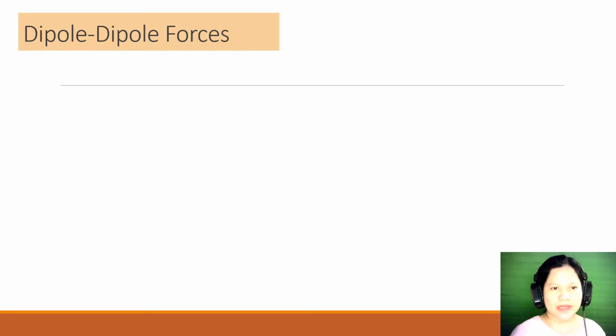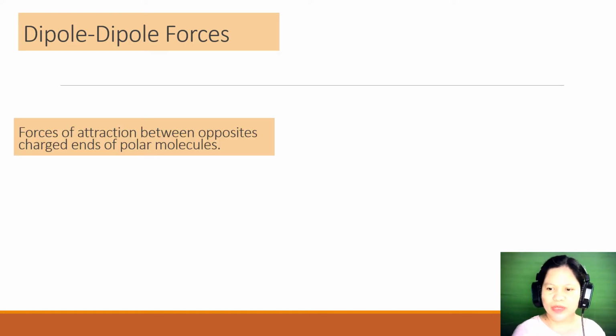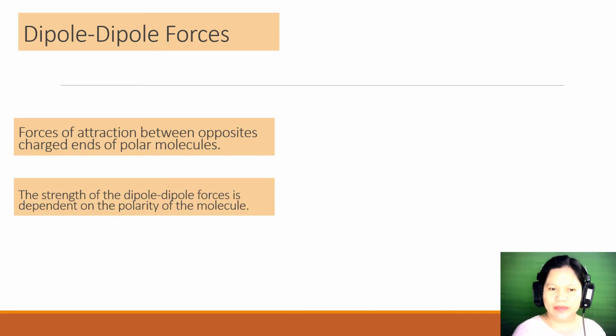Okay, the second type is dipole-dipole forces. When I say dipole-dipole forces, this is a type of interaction where the opposite charged ends of polar molecules attract. So the strength of the dipole-dipole force is dependent on the polarity of molecules. So it is very important that you know the polarity of the given compounds or type of molecules, because it would tell whether it is a dipole-dipole interaction.